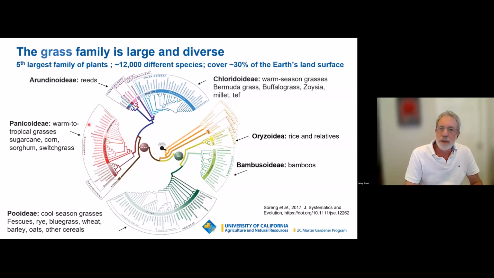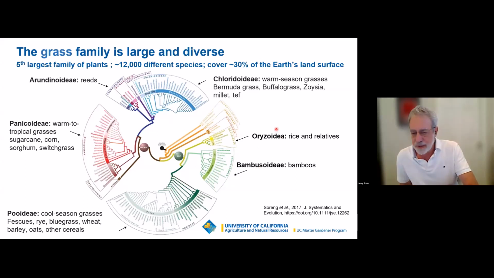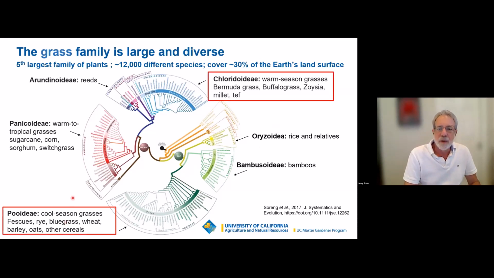Grasses are very diverse, everything from reeds to sugarcane to switchgrass to corn. The things we often think of as typical grasses, like fescues, rye, and bluegrass, and a lot of our grains, wheat, barley, oats, and other cereals, are cool season. And then there are the warm season grasses that we also use for lawns, things like Bermuda grass, buffalo grass, zoysia, as well as edible grains like millet and teff, and things like bamboo and rice. These are all grasses. It's a very diverse family of plants. The 2 that we're going to concentrate on tonight are the cool season grasses that we use for lawns, fescues, rye, bluegrass, and warm season grasses like Bermuda grass and buffalo grass.